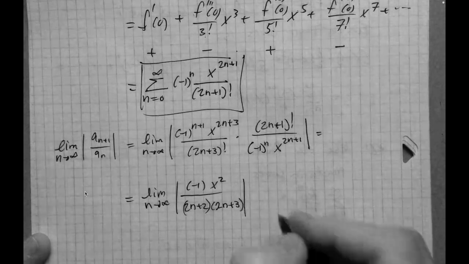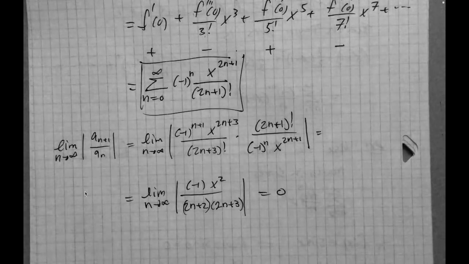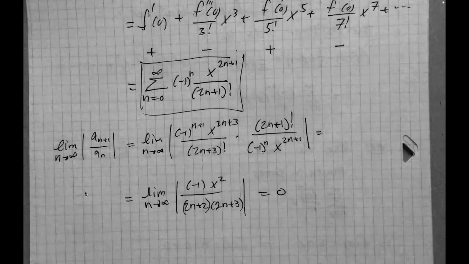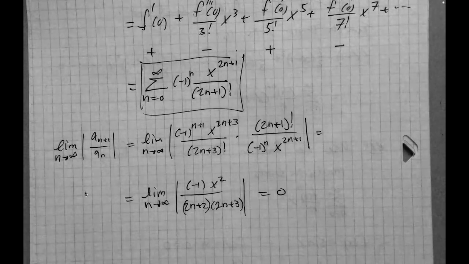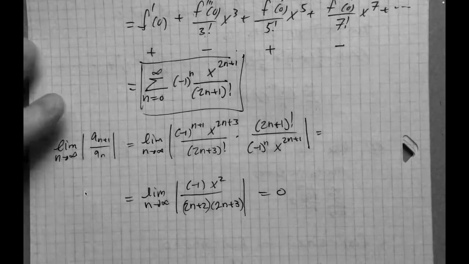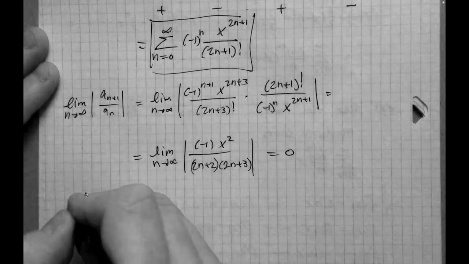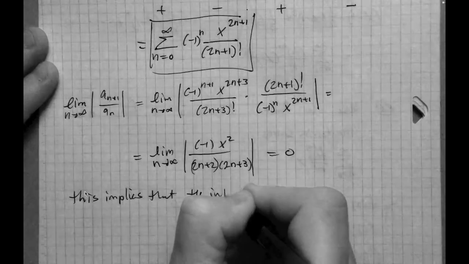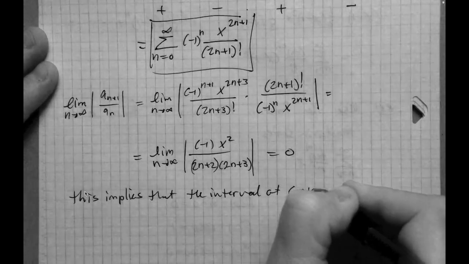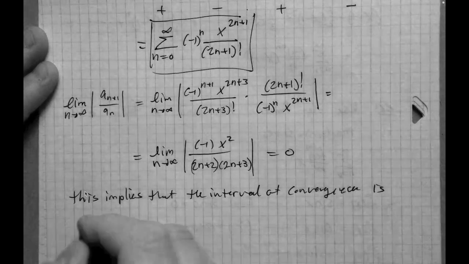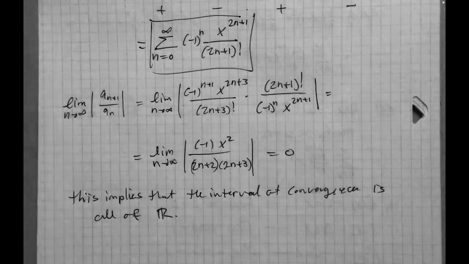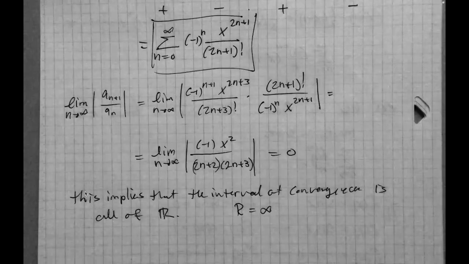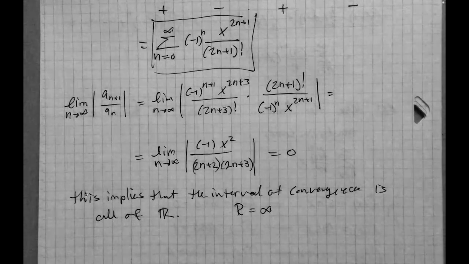And we know that this is going to be 0, isn't it? It doesn't matter what x is. As n gets large, it's going to overtake whatever x is, and this ratio will be 0. Okay, so what does that imply? This implies that the interval of convergence is all real numbers. Basically, the radius of convergence is infinite, and the series converges for every real number.